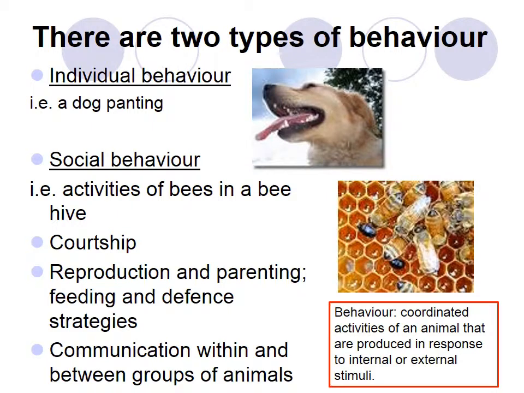So you need to remember that behavior is, down the bottom here, the coordinated activities of an animal that are produced in response to an internal or external stimuli. So it is the actions of those animals. The example that it gives you for social behavior is the activities of bees in a beehive. So those bees work together to build their colony.